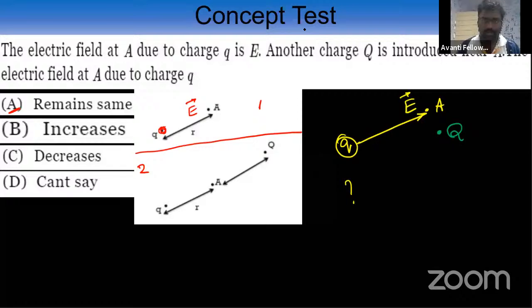Reply your answer, please. No. The electric field due to charge q remains the same, even at this point. Due to small q alone, it remains the same. So the answer is option A. Yes, remains the same. It's the correct answer. Okay, cool. Got this?